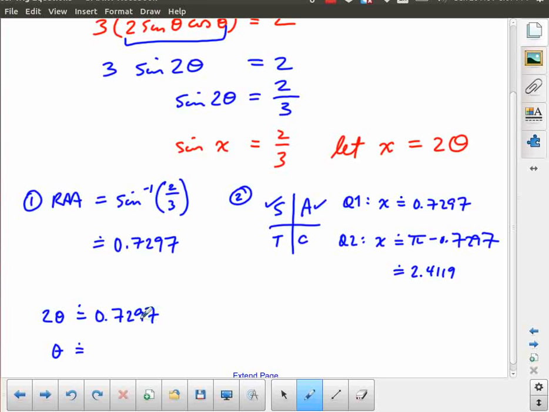0.7297 divided by 2. Now, I'm not keeping all of those decimal places, so I'm actually running into a problem here, which is my rounding is going to get successively worse and worse. So it would be better for me every time that I do this, to go back to this calculation and put that into my calculator, sine inverse of 2/3, and then divide that by 2, and I end up now with a much better answer of 0.3649.